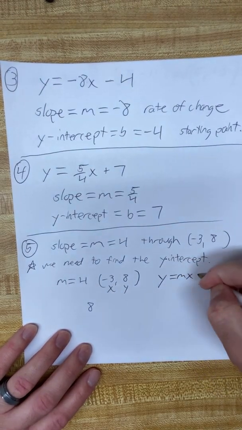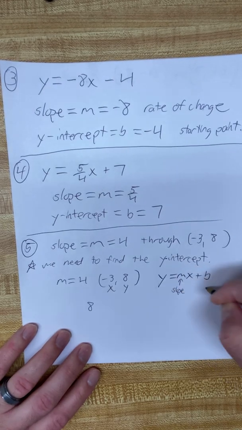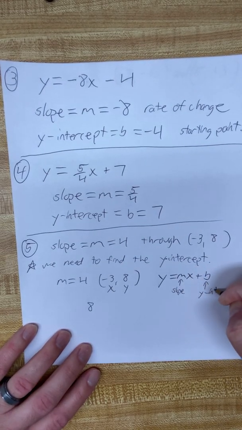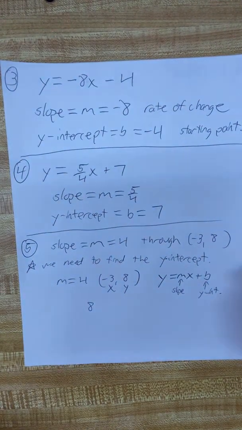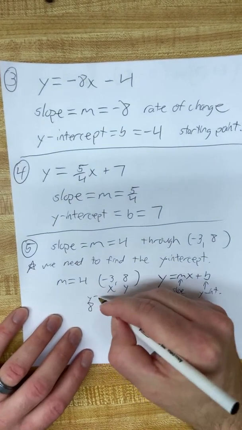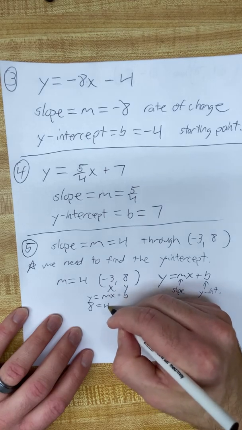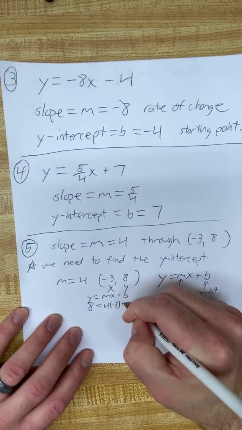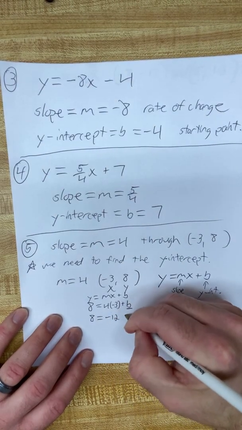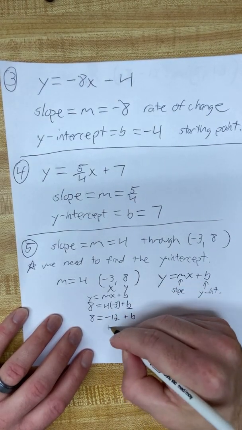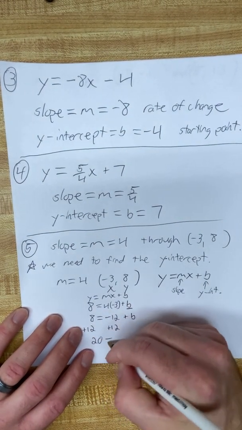And we know that slope-intercept form, y equals mx plus b. Again, m is your slope. B is your y-intercept. So in this case, I can substitute in for y equals mx plus b. I got 8 equals 4 is my m, negative 3 is my x, and I'm still trying to find b. So that means I have 8 equals negative 12 plus b. I'm going to add 12 to both sides because I'm trying to solve for b here. So it's going to be 20 equals b.